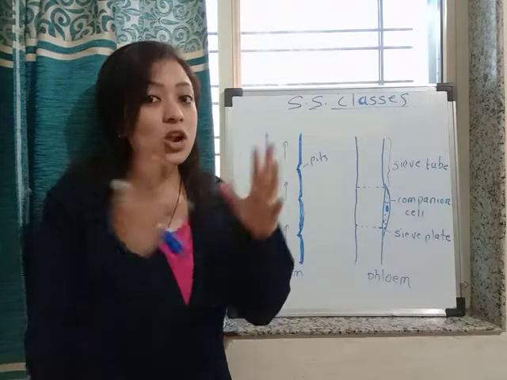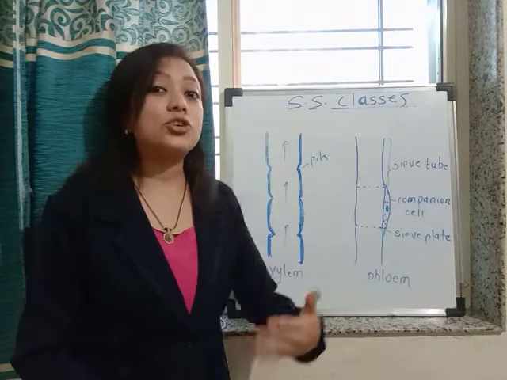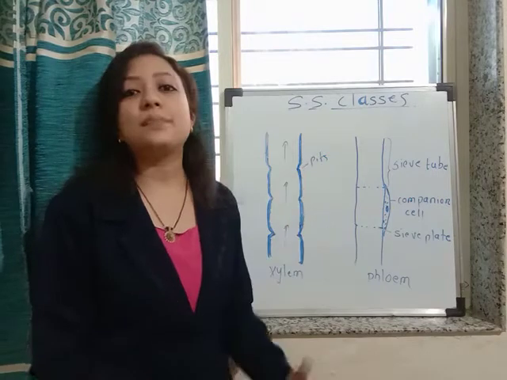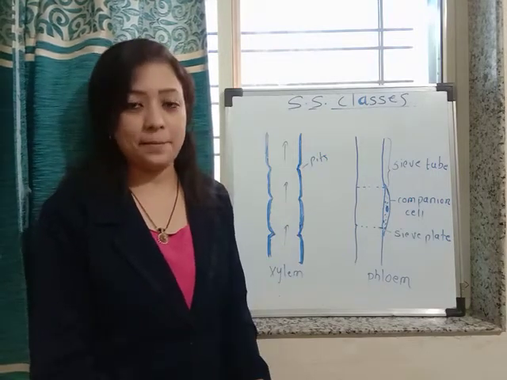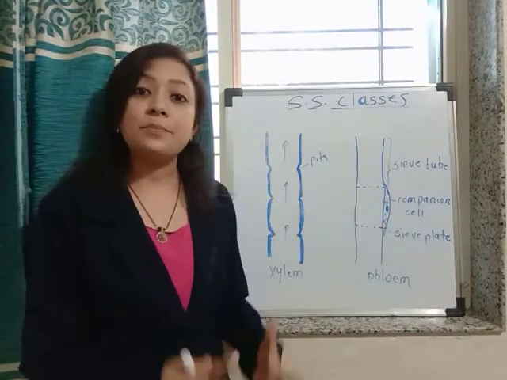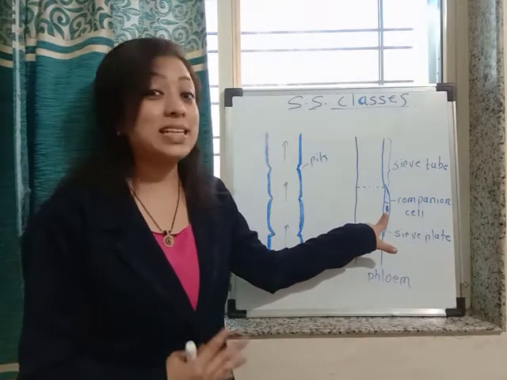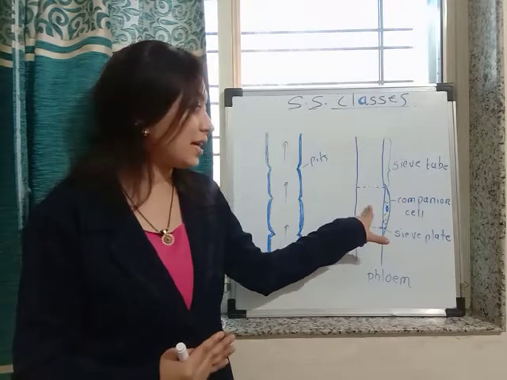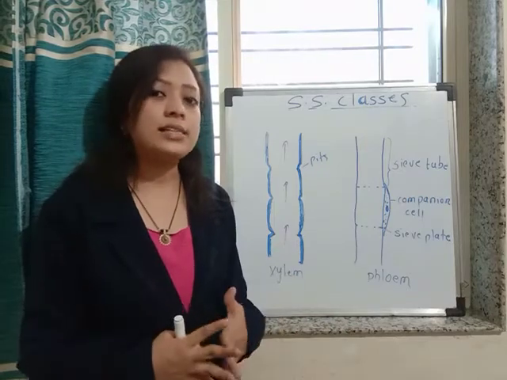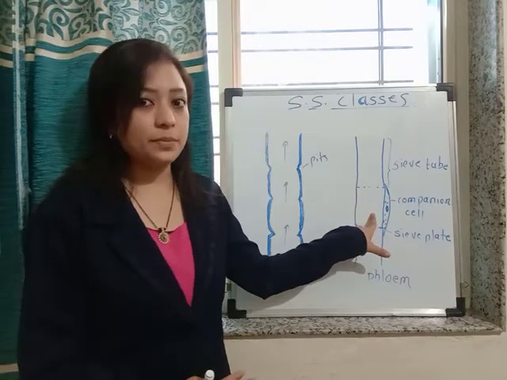So why are the nucleus and other organelles not there in the sieve tube? Because they may act as obstacles during the conduction of food material. So inside the sieve tube, inside the phloem cells, there is only cytoplasm. Now how do these cells stay alive? The companion cells play an important role in the nourishing of the sieve tube. These companion cells are also called nursing cells. Companion cells have the nucleus and all the other organelles which other plant cells have. So this companion cell nourishes the sieve tube.